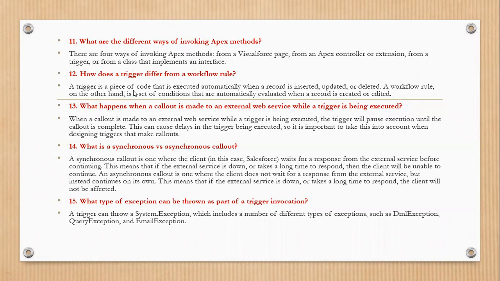Next question: how is a trigger different from workflow rules? A trigger is a piece of code that is executed automatically when a record is inserted, updated, or deleted. Workflow rules, on the other hand, are a set of conditions that are automatically evaluated when a record is created or edited.